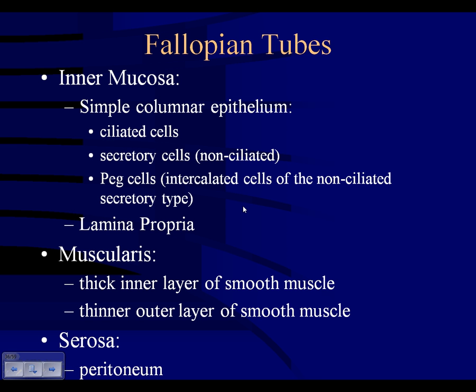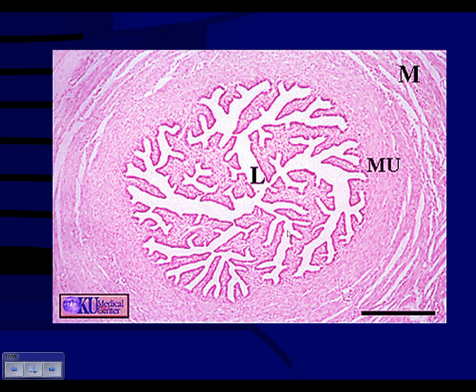So the fallopian tubes, continuing our journey, have an inner mucosa made of simple columnar epithelium that has both ciliated cells and non-ciliated secretory cells, and a cell called PEG cells, which are cleared out intercalated cells. And then you have underneath that a lamina propria and a muscularis, which has a thick inner layer and a thinner outer layer. The serosa, again, is covered with a peritoneal lining.